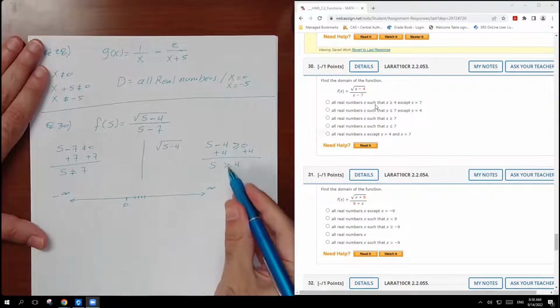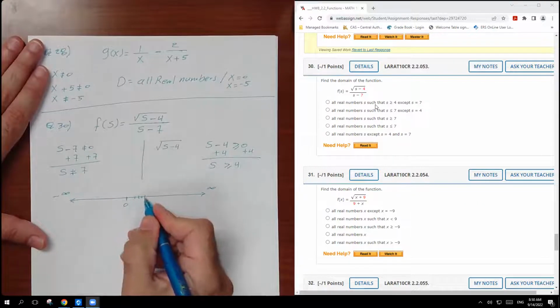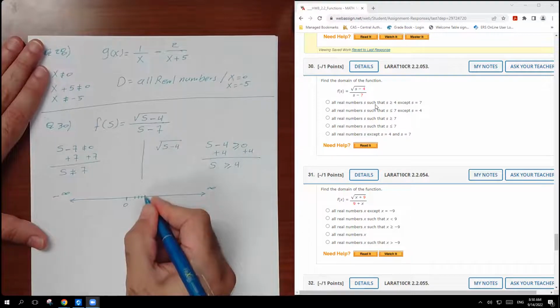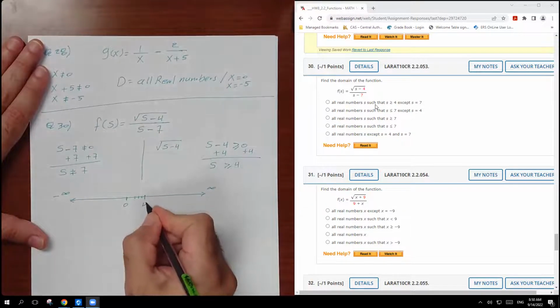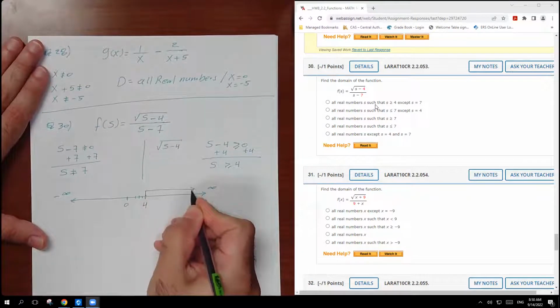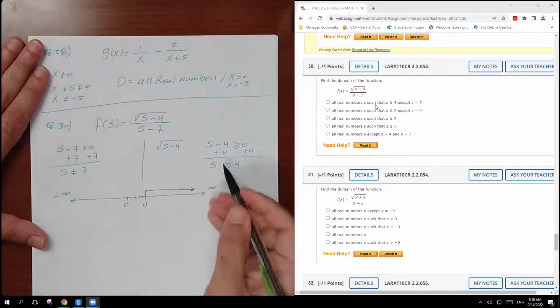For this function, start from 4 and keep going to the infinity. So 1, 2, 3, 4. So start from this point. Start from 4. This is 4, and goes where? Goes to the infinity. This is for this function.